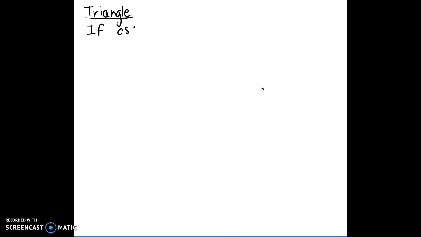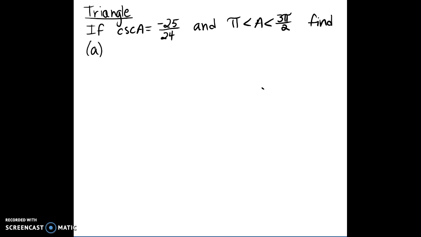If cosecant A is equal to negative 25 over 24, which we can reverse and make into sine, and pi is less than A is less than 3 pi over 2, we're going to find the three different half angles. We're going to do sine, cosine, and tangent.